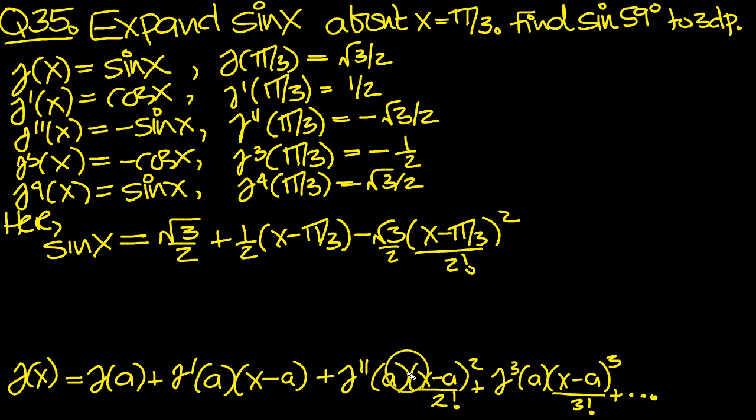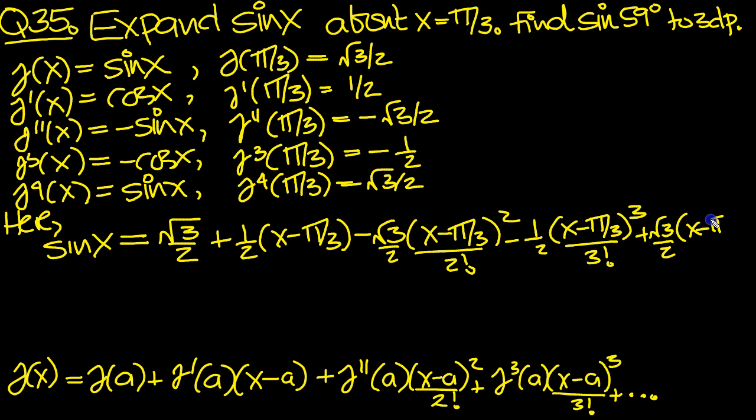Then the f3, which is minus a half, x minus pi over 3 cubed over 3 factorial. Then f4 will be plus root 3 over 2, x minus pi over 3 to the power of 4 over 4 factorial, and the sequence continues. So that's what we've got then, x equals pi over 3.